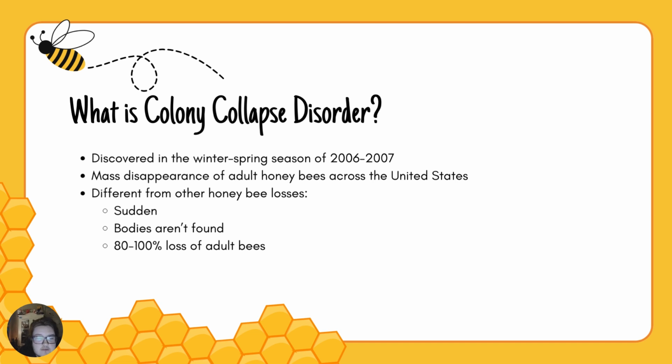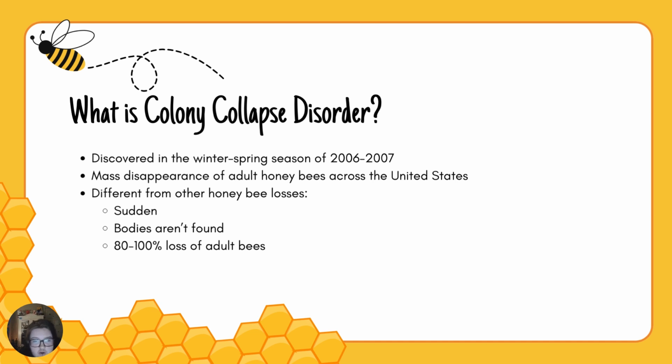This disorder is a phenomenon that was first discovered in the winter spring season of 2006 to 2007. It was characterized as a mass disappearance of honeybees across the United States. This disappearance of these bees was different from other honeybee losses, which are typical in the winter seasons.